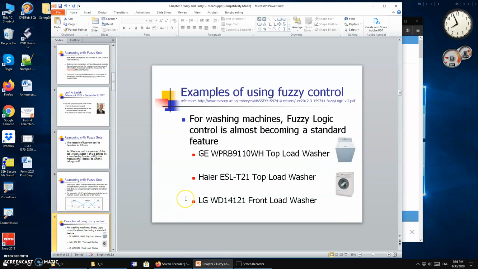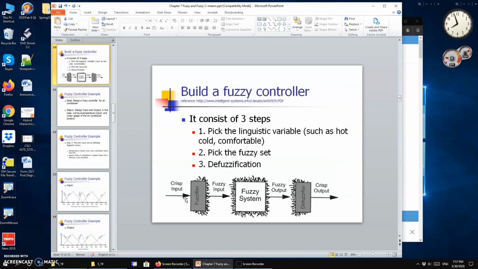There are a lot of different things using fuzzy logic from an engineering perspective, such as washer and dryer machines, in vehicles, in air conditioners. Okay, so many things are actually using the ideas of fuzzy logic.